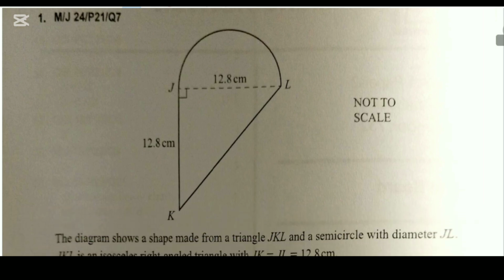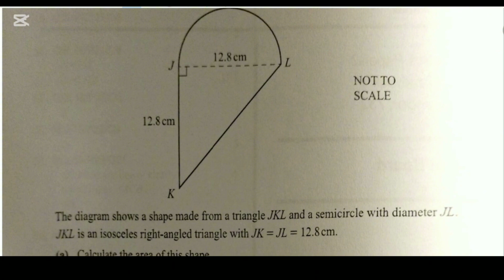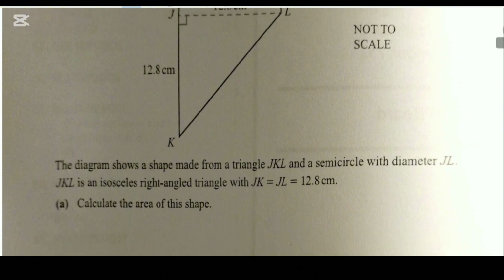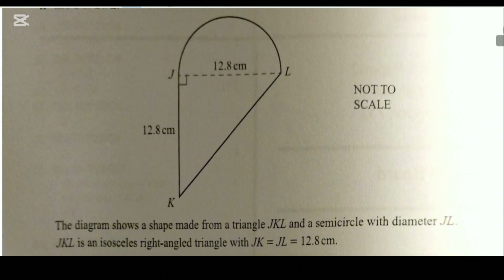What is the question? Shape is given to you. The diagram shows a shape made from a triangle JKL and a semicircle with diameter JL. JKL is an isosceles right angle triangle with JK equal to JL equal to 12.8. Calculate the area of this shape. So how do we have to calculate the area of this shape?